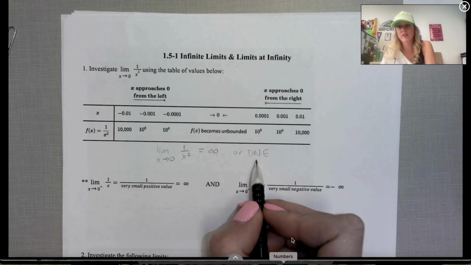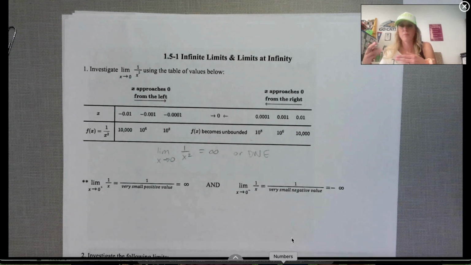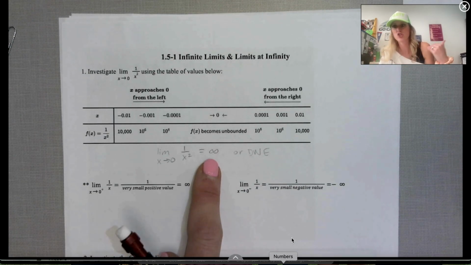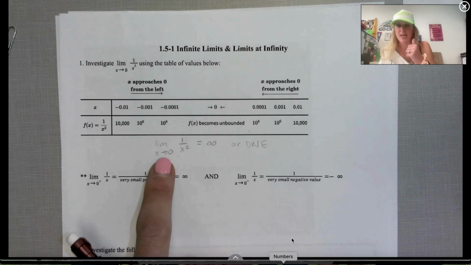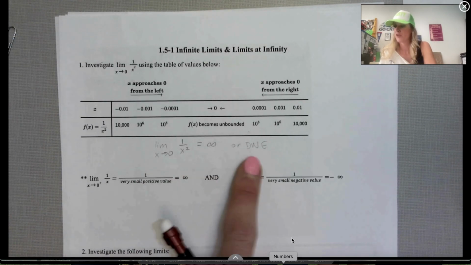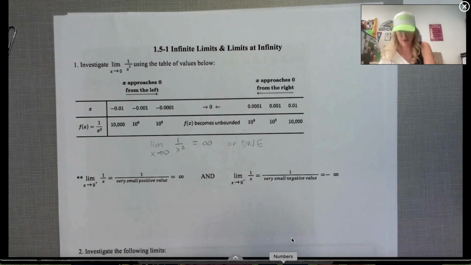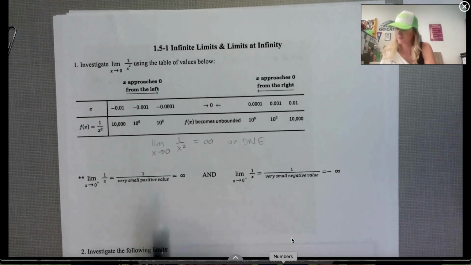So far, when we've said does not exist, it's been for piecewise functions that don't meet. This actually lets me know my function's shooting off forever to infinity as I get close to x equals 0. So this is a little more informative, but either is acceptable on the AP exam. The first is just more descriptive about what's happening.